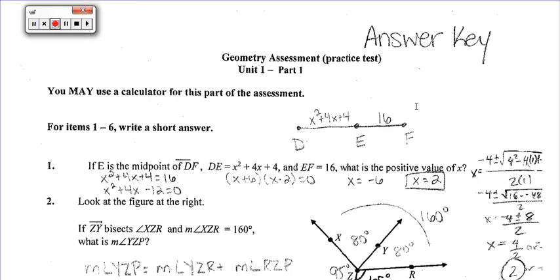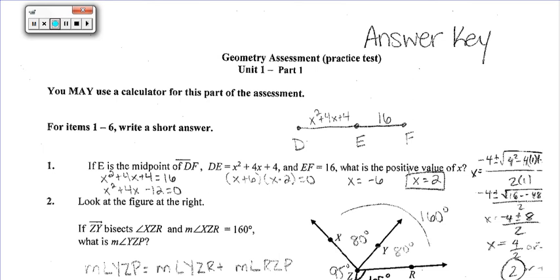Okay, so I'm going to start talking through the answers from the practice test for Unit 1. So let's start with number 1. If E is the midpoint of segment DF, DE is equal to x squared plus 4x plus 4, and EF equals 16, what is the positive value of x?